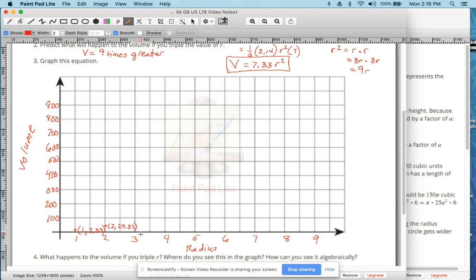If my radius is 3, 3 squared is 9. 9 times 7.33 is 65.97. So 3 goes to almost here, and we'll call that 65.97. And then I've got 4. 4 squared is 16. Up here, 16 times 7.33 is 117.28. So I'll go 4, and I'm doing just above 100. And it's 4, 117.28.